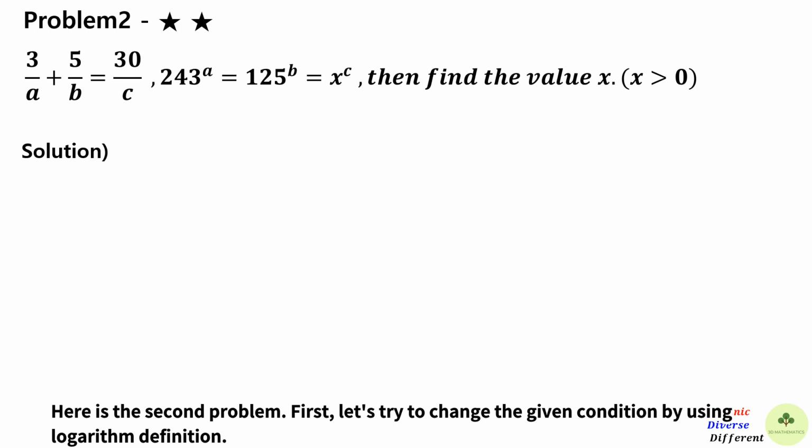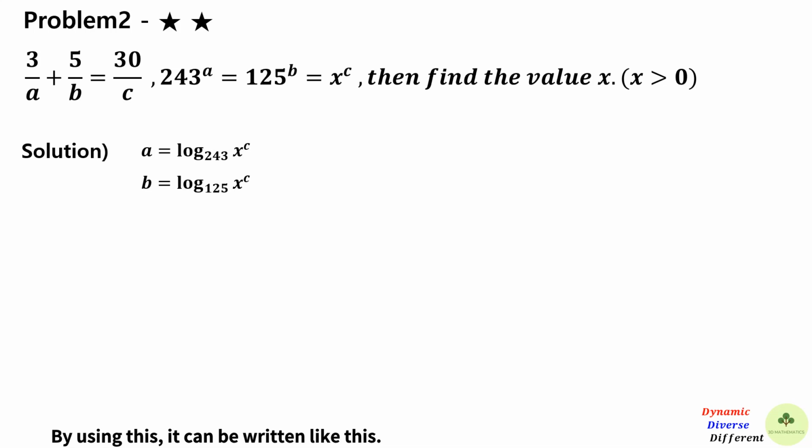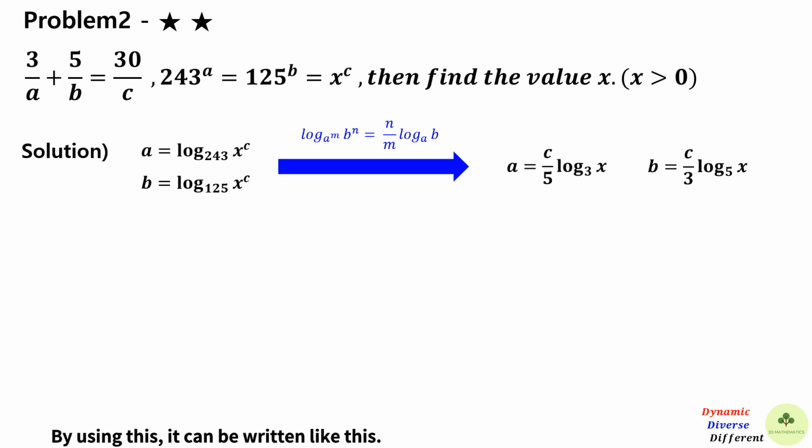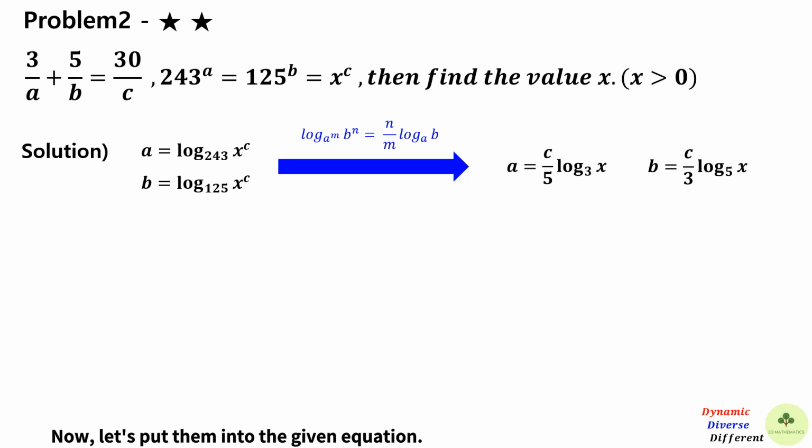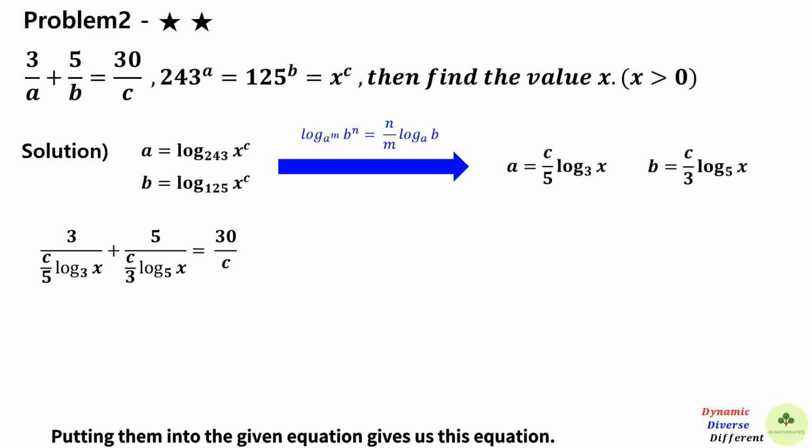Here is the second problem. First, let's try to change the given condition by using logarithm definition. By using this, it can be written like this. If we use this rule, it can be more simplified. So a and b can be expressed like this. Now let's put them into the given equation. Putting them into the given equation gives us this equation.